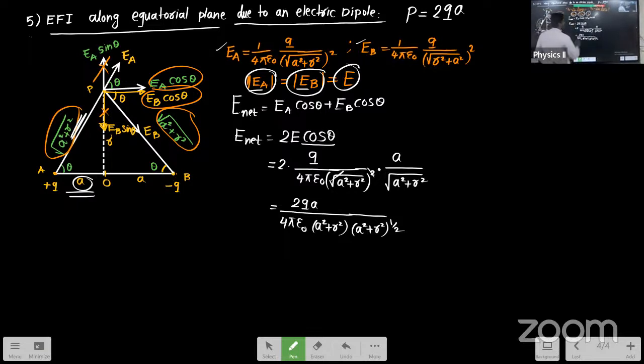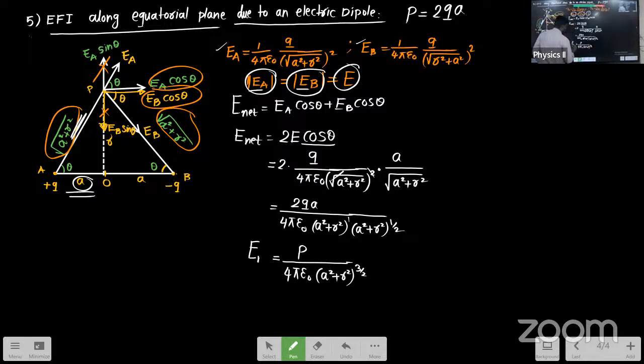So what will be our final answer? We know that 2QA is nothing but P. So this will become P divided by 4 pi epsilon naught. Here power 1 is there. Here 1 by 2 is there. X power n into x power m, what will it become? X power n plus m. So this will become A square plus R square, 1 plus 1 by 2 will become 3 by 2. I hope you are getting this.